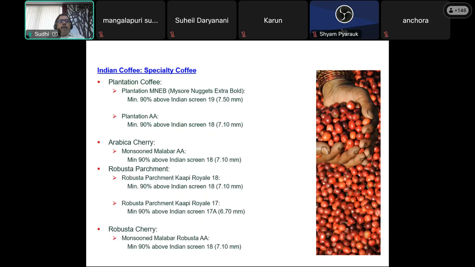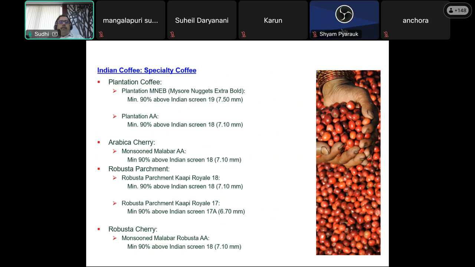And coming back to specialty coffee, we have plantation MNEB, which is 90% on 7.5 mm, and plantation AA on 7.1. And India has a unique coffee in Arabica cherry. This coffee is available only in India: Monsoon Malabar AA, and we have Monsoon Malabar A, with a screen size of about 7.1 mm. This is a super specialty coffee. It is not available anywhere in the world and is produced only in India. And Robusta parchment again is a specialty from India. Not many Robusta origins produce it. Yes, there are some coffees in Uganda.